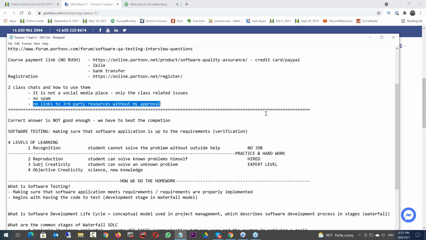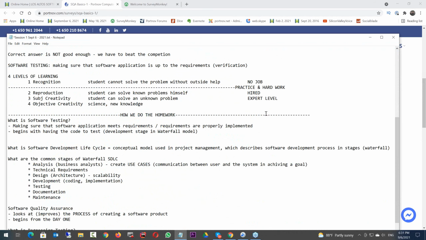I have one more thing to show you here before we proceed. There are 4 levels of learning. So we are looking at educational theory. The first level is recognition. It means you say, yeah, Michael talked about that, but can you do it? Can you do something with it? Not really. A student cannot solve the problem without outside help. So that is the recognition level. So no job. Is it clear? Recognition level means no job. Yeah, Michael told something, I don't remember.